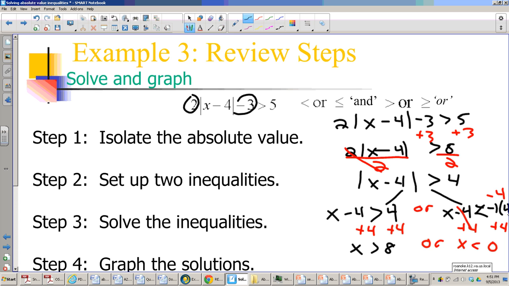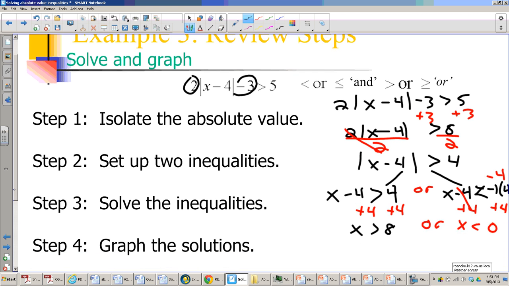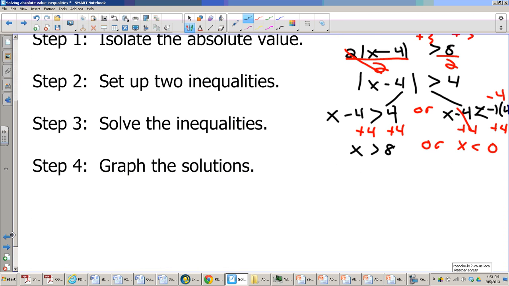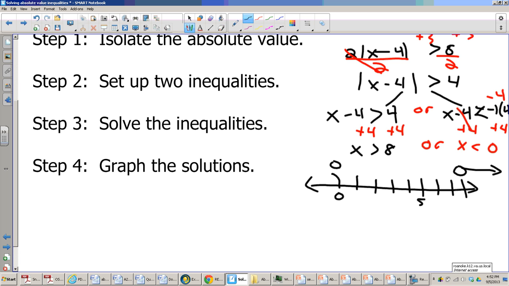We now solved, so we've done step 3. Now we need to graph. Normal ors point away from each other. Is this a normal one? Well, let's see. We have an open circle at 8 pointing right, an open circle at 0 pointing left. Yes, they do point in opposite directions. So we have a normal OR.